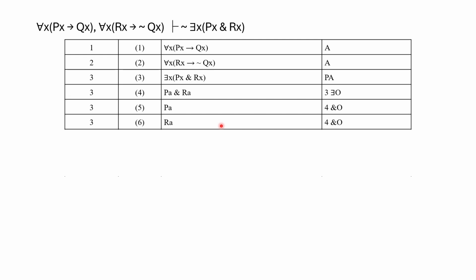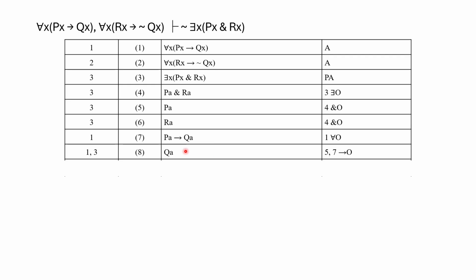Now I'm going to use my universal quantifier out rule to get this first conditional statement. So PA arrow QA. And as you can probably already see, I've got the conditional statement, I've got its left side, its antecedent, so I can get its right side or its consequent from 5 and 7. 1 is next to 7, 3 is next to 5, so that's why we've got 1 and 3 here, using arrow out. Then I'll go back up here to get my other conditional out.